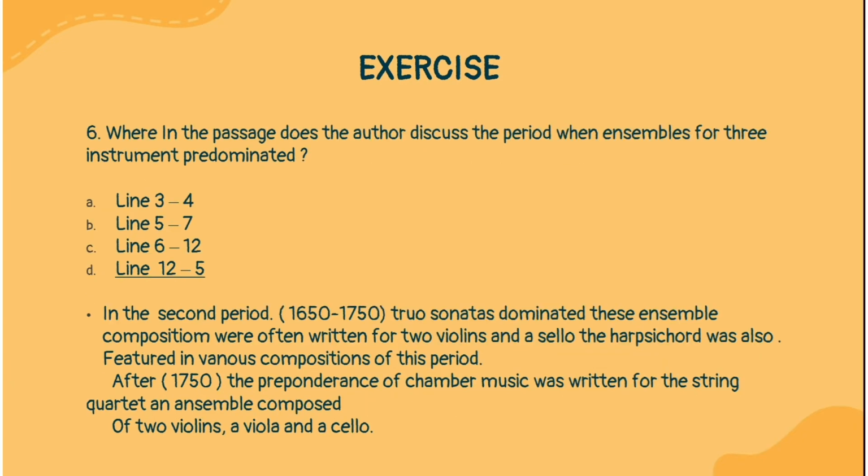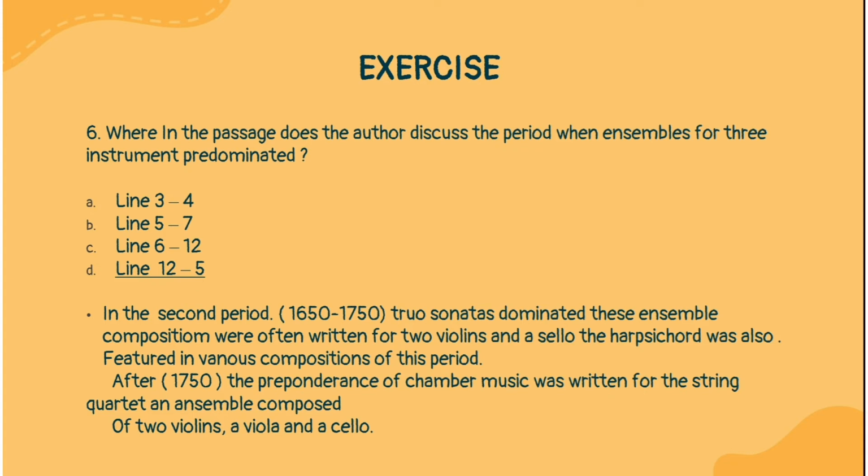6. Where in the passage does the author discuss the period when ensembles for their instruments predominate? A. Line 3 until 4, B. Line 5 until 7, C. Line 6 until 12, D. Line 12 until 15. And the answer is D.